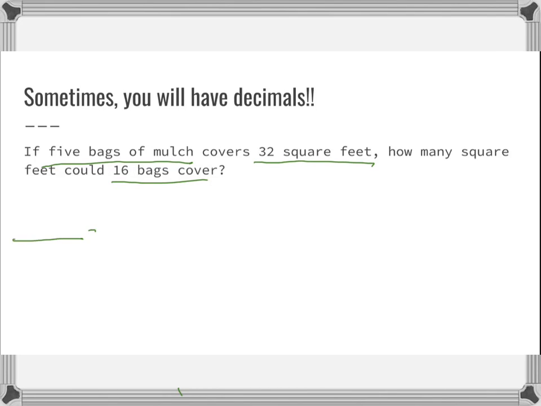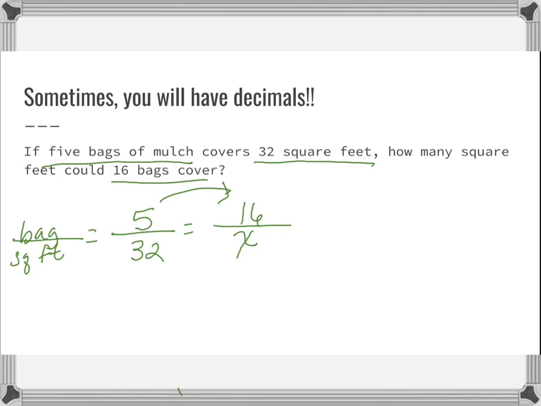Well, clearly we are comparing these bags of mulch to the square feet. We have 5 bags that cover 32, so we need to figure out how many feet 16 bags is going to cover. So my unknown is the square feet. And if we look here from 5 to 16, well, that's not an easy situation to work out. So cross multiply and divide is definitely something that we want to use here. So we're going to take this 5 and multiply it by x. We move in a diagonal manner. And that's going to give us the same as 32 times 16.